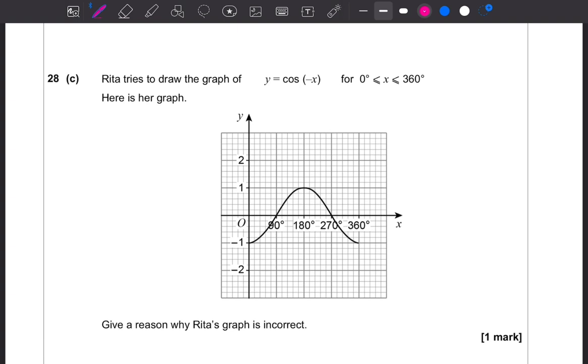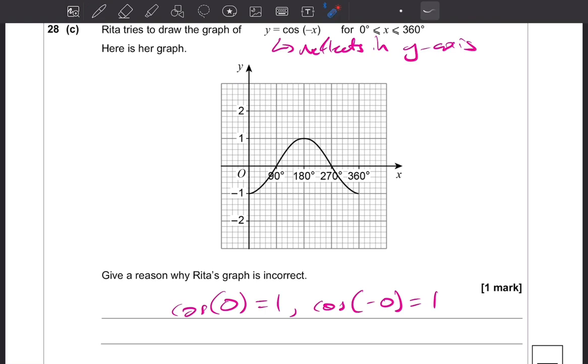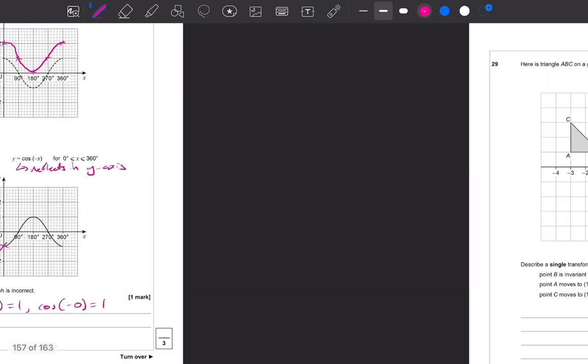Any more on this page? Yes. It tries to draw the graph of y equals cos of minus x. So this reflects in the y-axis. Here is our graph. Give a reason why Rita's graph is incorrect. Well, cos of 0 should be equal to 1. And cos of minus 0 should be equal to 1 as well, because there's no reflection. Well, there's a reflection, but it's the same point. It's on the line of reflection, so it's an invariant point. But here, she's got her one at minus 1 instead, so that's wrong.